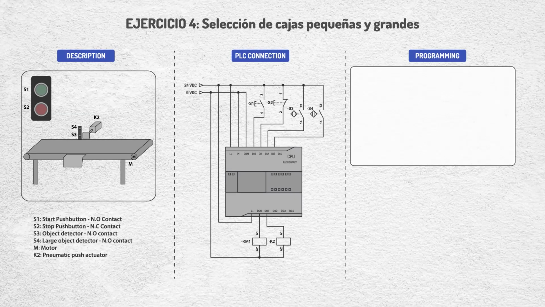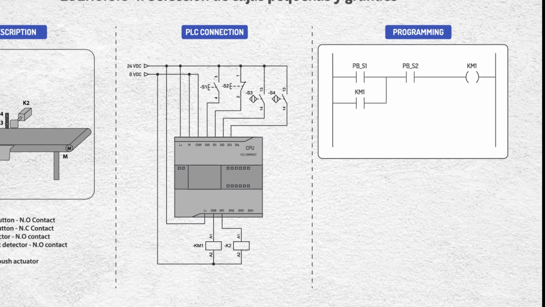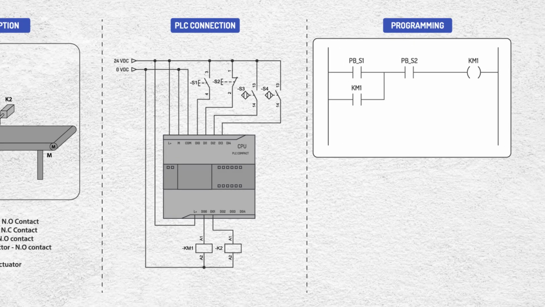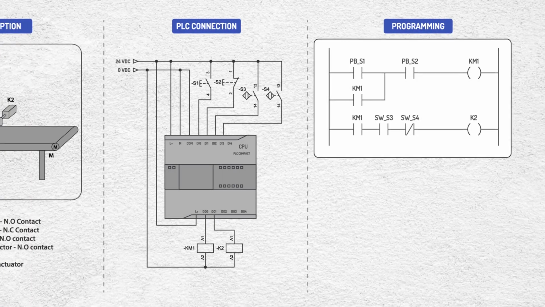In the control program we consider 2 main parts. The first is the start/stop logic of the system. When start is pressed, the conveyor motor begins to run and the system is ready to sort boxes. When stop is pressed, the conveyor stops and the cylinder returns to its initial position. The second part is the logic that activates the push cylinder.